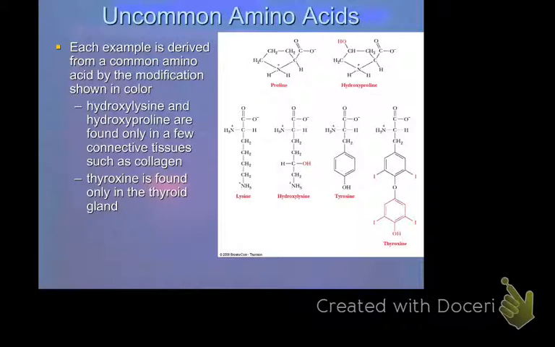Thyroxine is found in the thyroid gland, which makes sense, considering that's where iodine is required and used.